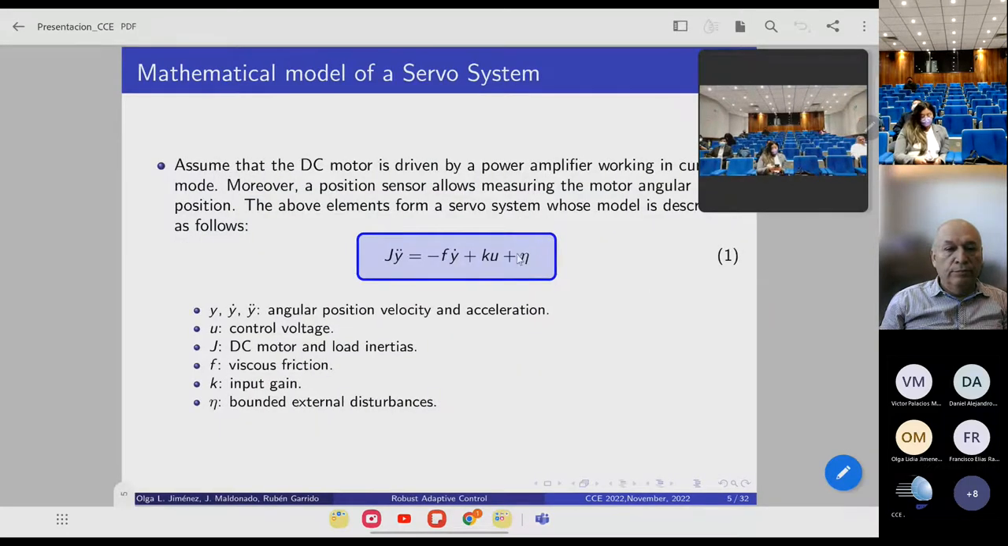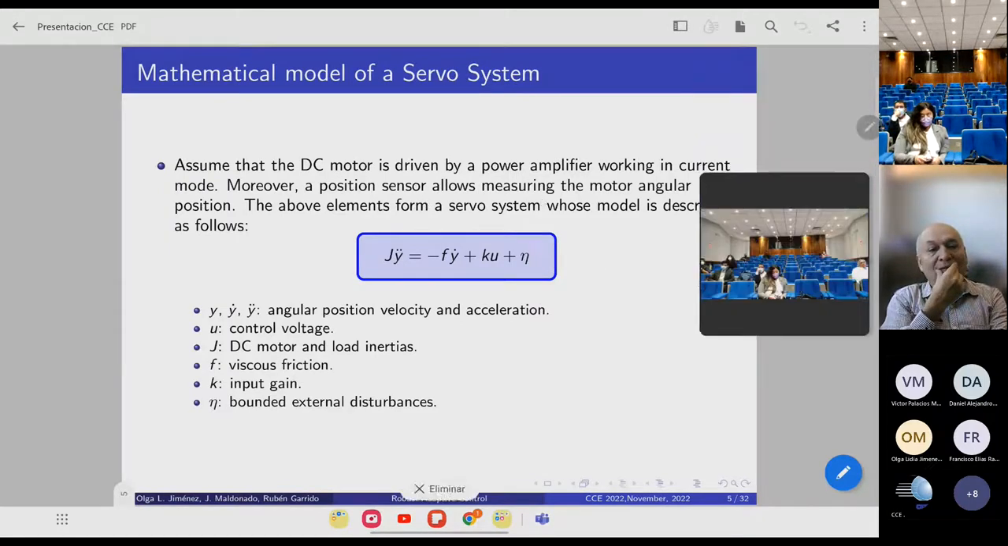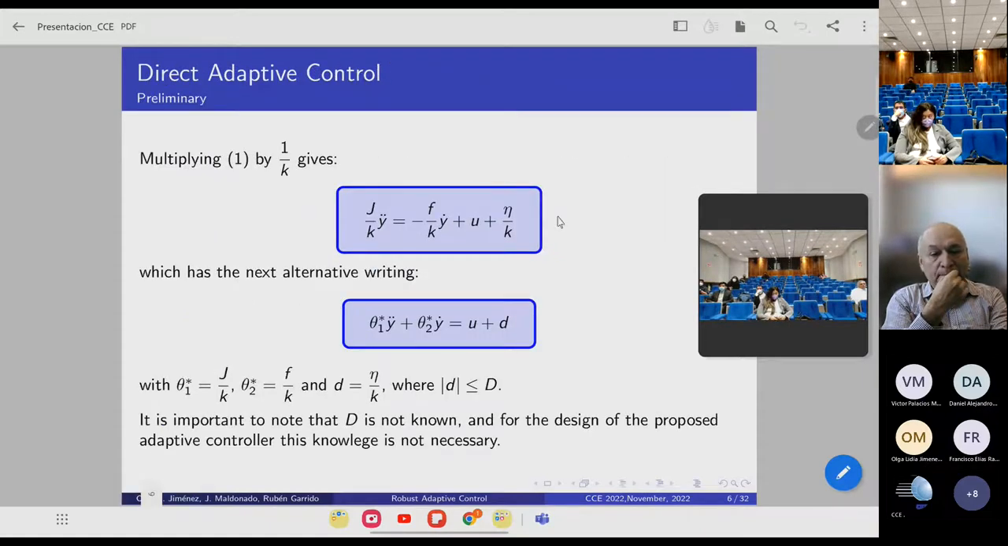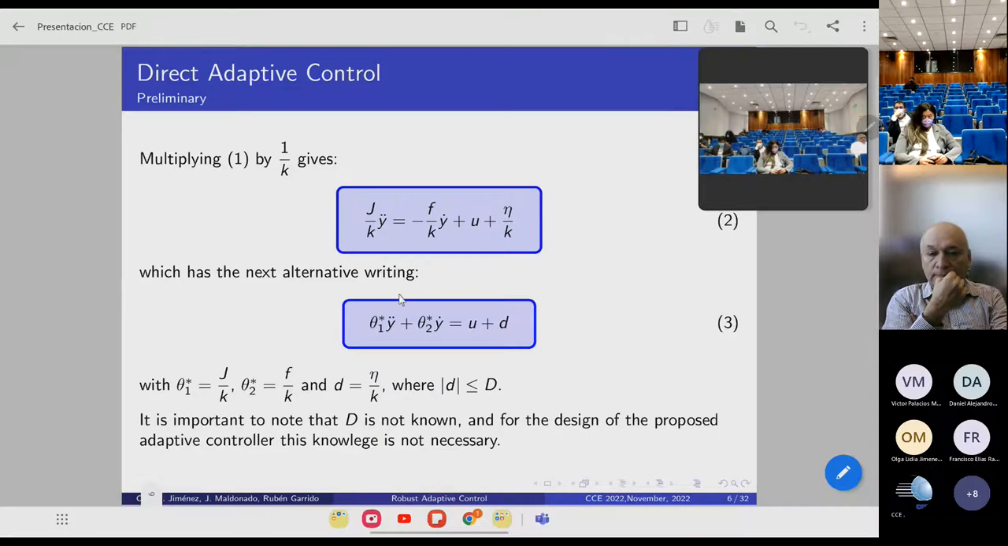The mathematical model of a servo system, as you can see, is presented in equation one. We assume that the DC motor is driven by a power amplifier working in current mode. And we can make an alternative writing, as we can see in equation three, where theta 1 and theta 2 are parameters now. And the D here is the disturbance of the plant. It's important to know that the capital D is not known, and for the design of this proposed adaptive controller, this knowledge is not necessary.